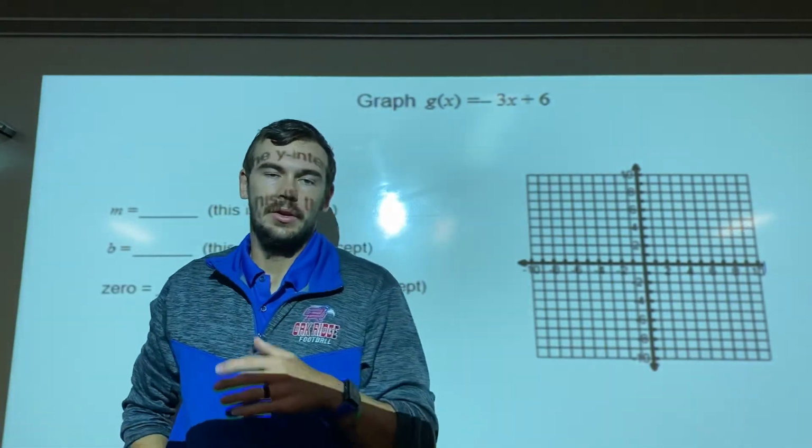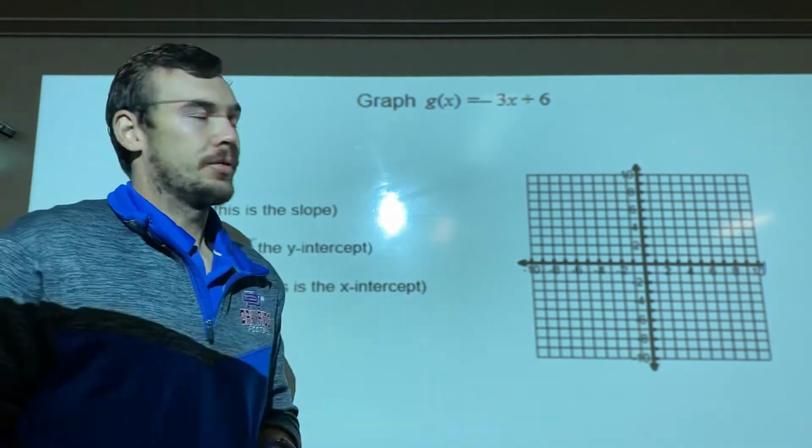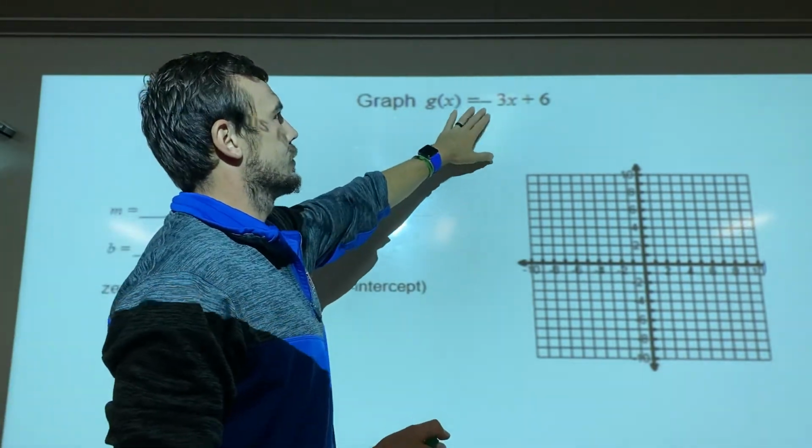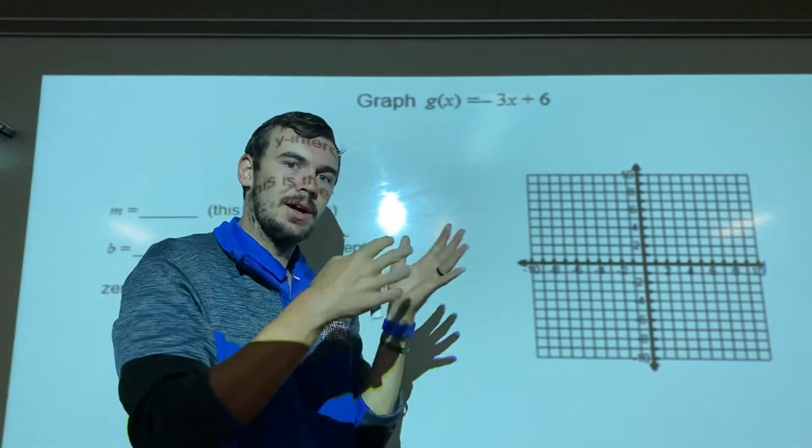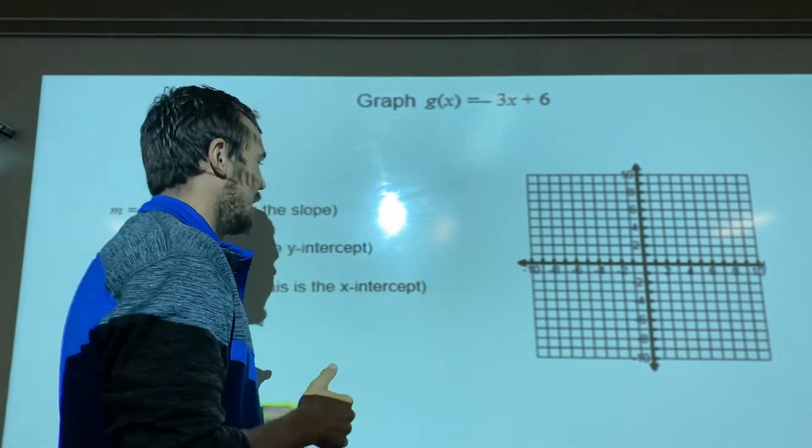All right, so if you think you understand, go ahead and try this one out by yourself. This graph is g of x equals -3x plus 6. If you think you can do it, go ahead and try it. If not, we're going to go ahead and try it right now.